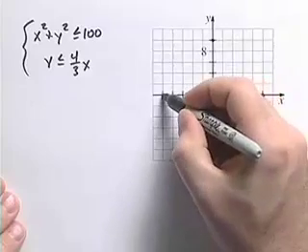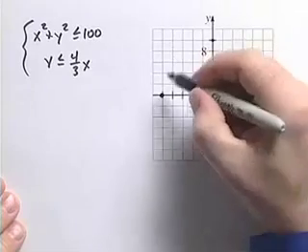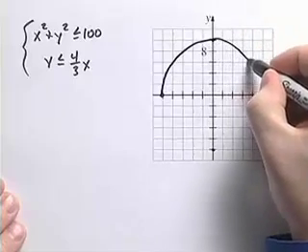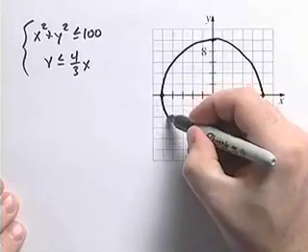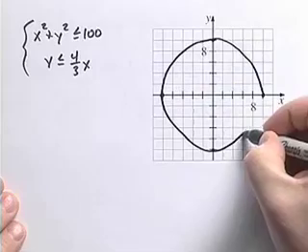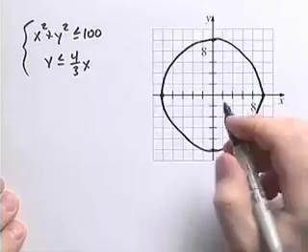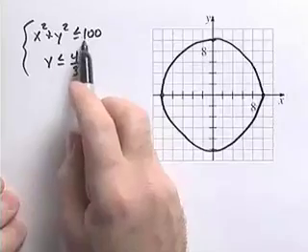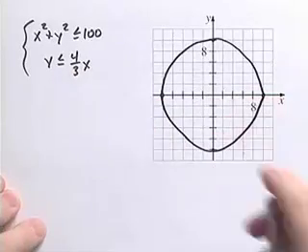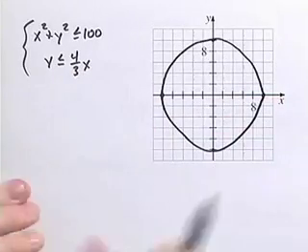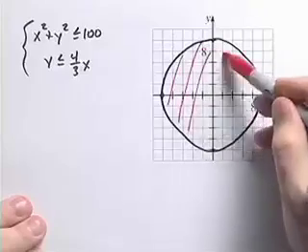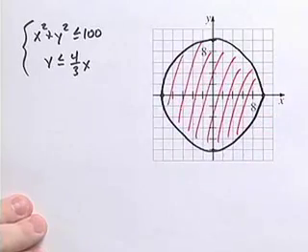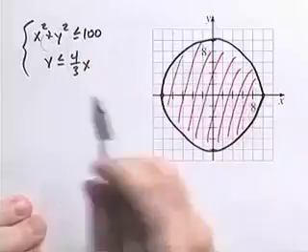And that would be the graph of x squared plus y squared equals 100. Now we want this to be less than or equal to, which means we're going to shade the inside of the circle. And so this red area represents the solution set for this first inequality.